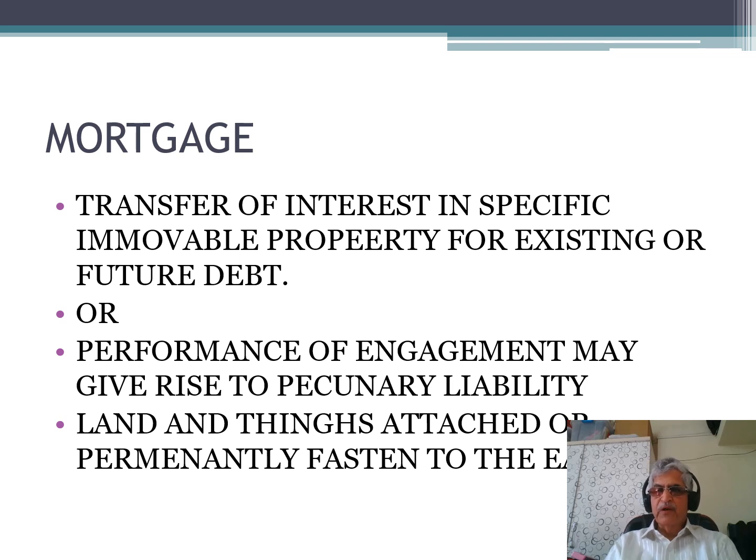Then the performance of an engagement may give rise to pecuniary liability. In mortgage, suppose at present there are no liabilities and the property is mortgaged to the bank. This happens when at the verge of any directive it is not confirmed whether this act causes pecuniary liability or not. Pecuniary liability means financial liability.